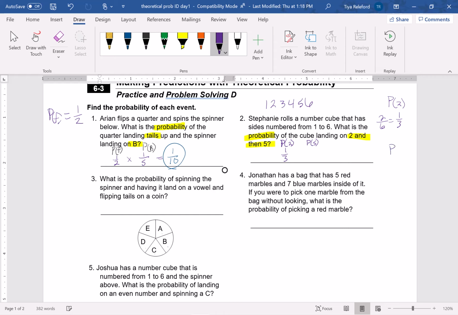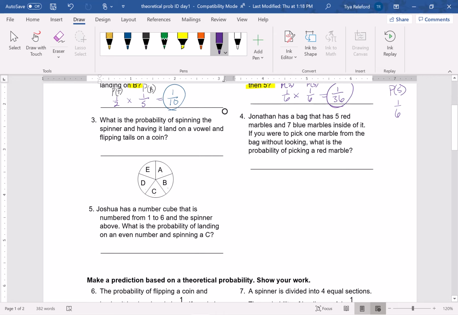Then I need the probability of landing on a 5. Oh my goodness, what am I doing? That's not 2 out of 6. There is only one number 2. That's 1 out of 6. Probability of landing on a 5 is also 1 out of 6. My goodness. Leads you down a bad path. 1 times 1. 6 times 6. That is the probability of both things happening.